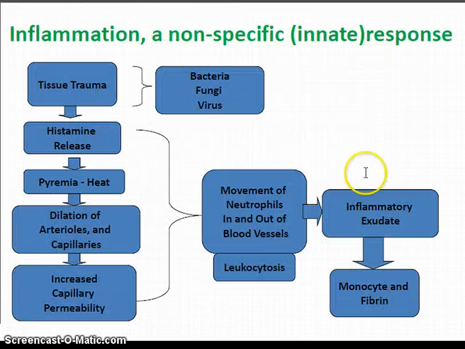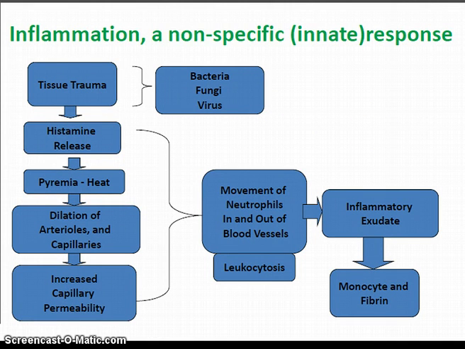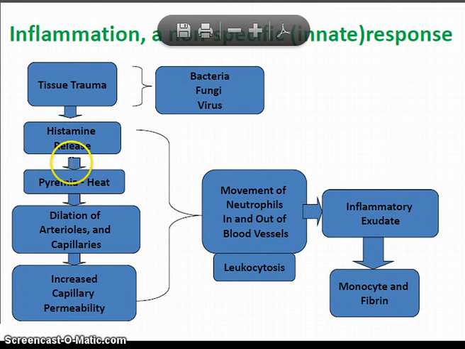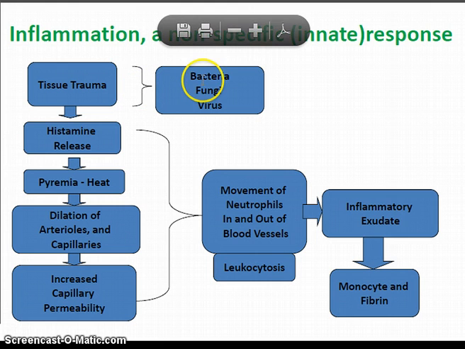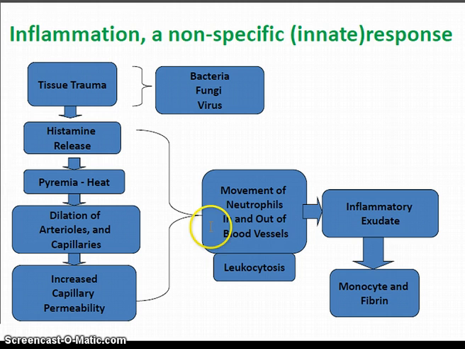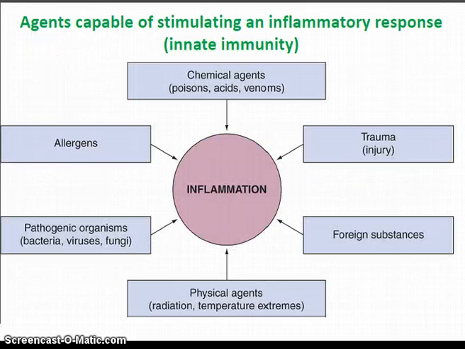Here is inflammation, which is a non-specific innate response that will occur any time we are exposed to a foreign antigen. So these are some of the aspects of immunity and what can happen, involving tissue trauma and then release of histamine, could be your exposure to bacteria, fungi, or virus, and this explains some of the aspects that will happen. Most of this is covered in your book.